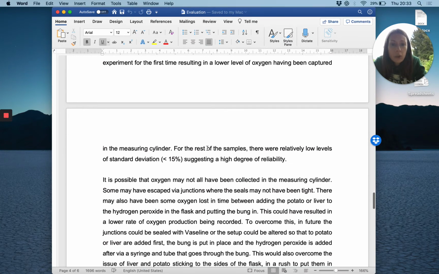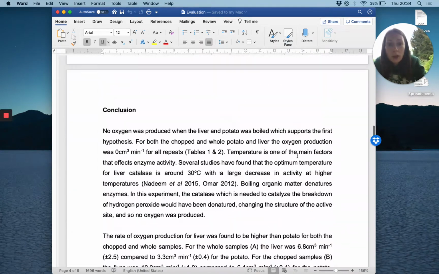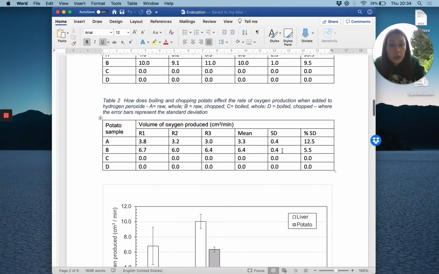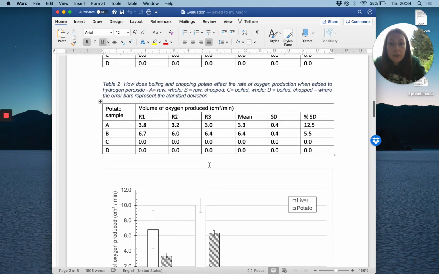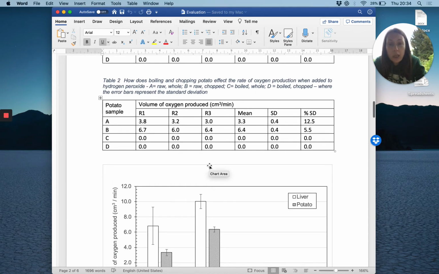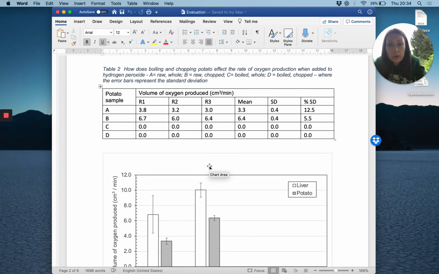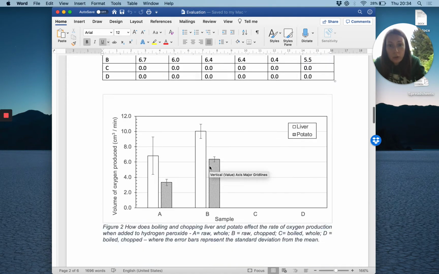Then we comment on the standard deviation for the rest. For the rest of the samples, there were relatively low levels of standard deviation, less than 50%, suggesting a high degree of reliability. A low standard deviation means a low variation, which means high reliability. A high standard deviation means high variance, which means lower reliability, so we can't trust the results. If we have similar results every time that we repeat an experiment, that's reliable. We can trust them.